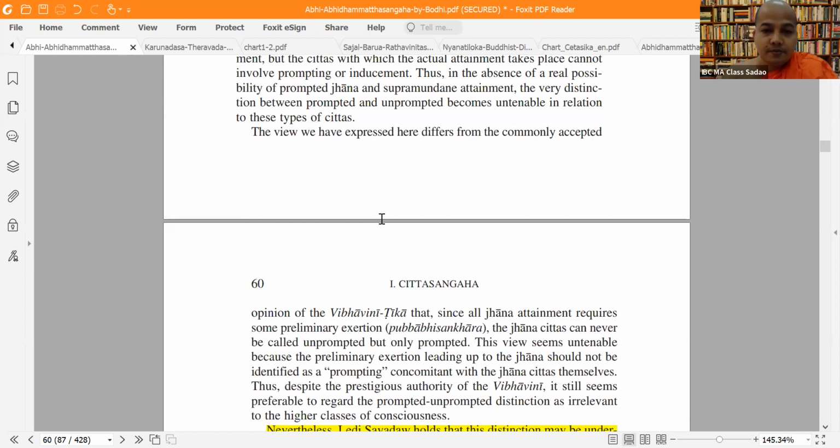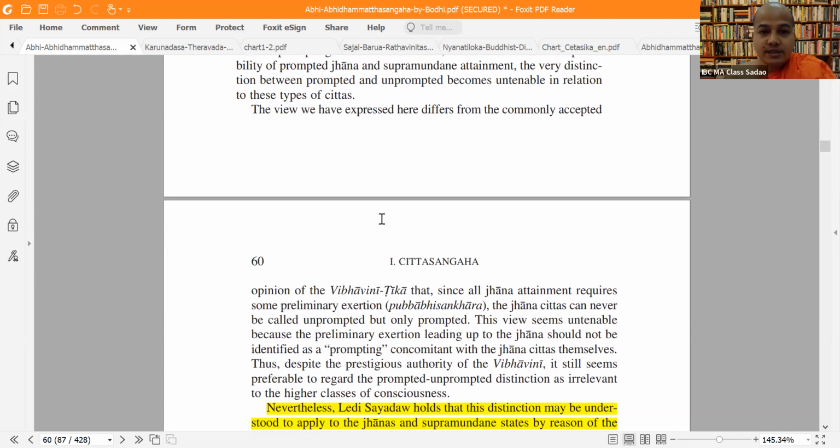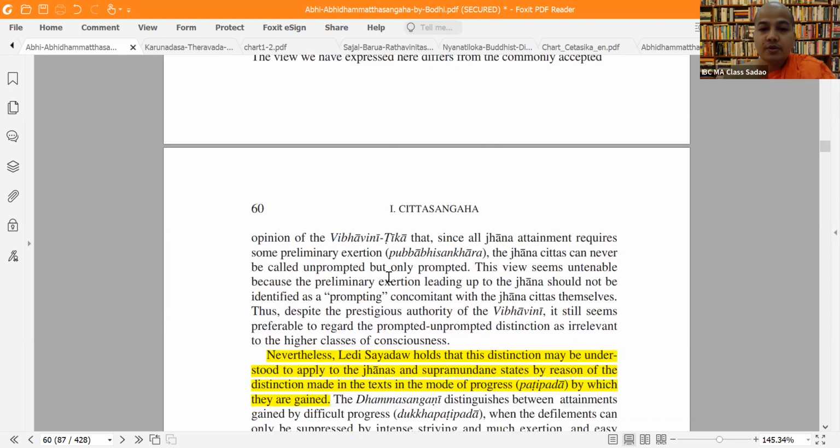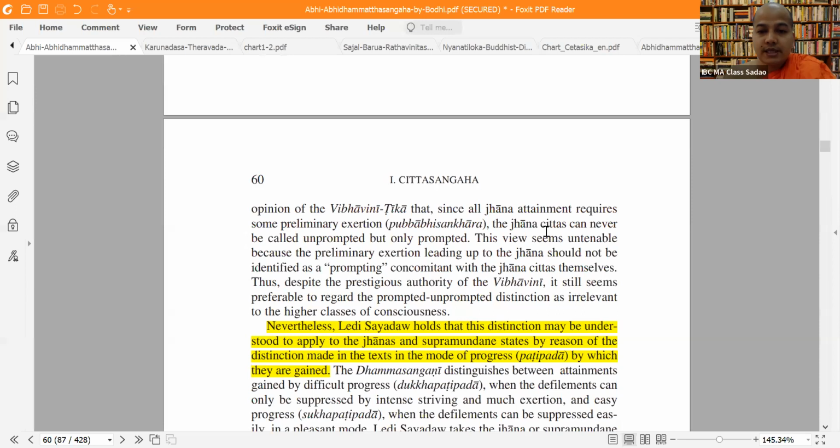Now here, in the following discussion, it says that a different view is present in a tika called Vibhavani tika. Since all jhana attainment requires some preliminary exertion, the jhana chittas can never be called unprompted, but only prompted. So this is the conclusion presented by this text.